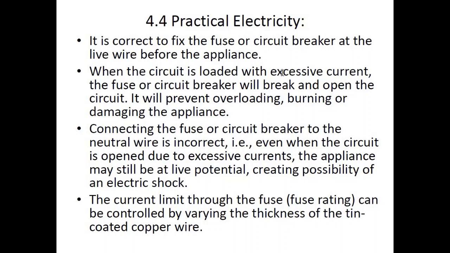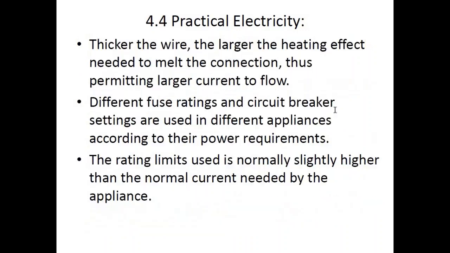The current limit through the fuse, the fuse rating, can be controlled by varying the thickness of the tin coated copper wire. If you want a fuse of higher power rating, you'll simply increase the thickness of the fuse. The thicker it is, the higher power rating it will have.